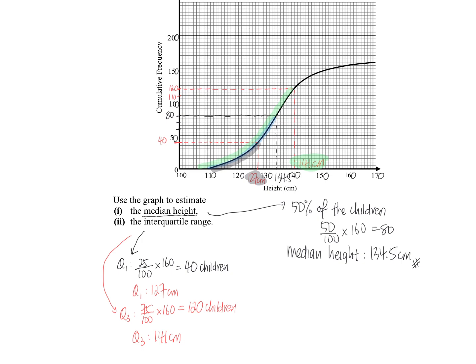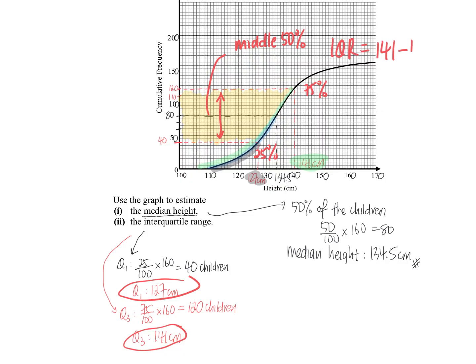So what I'm interested to find out, what is the middle 50%? What is the spread of their height? So this is my IQR, the middle 50%, that is trapped between my 75th percent and my 25th percent. So this is my middle 50%. So how to find that? I use this, subtract this. So that means the height difference for the middle 50% is 141, subtract away my 127.